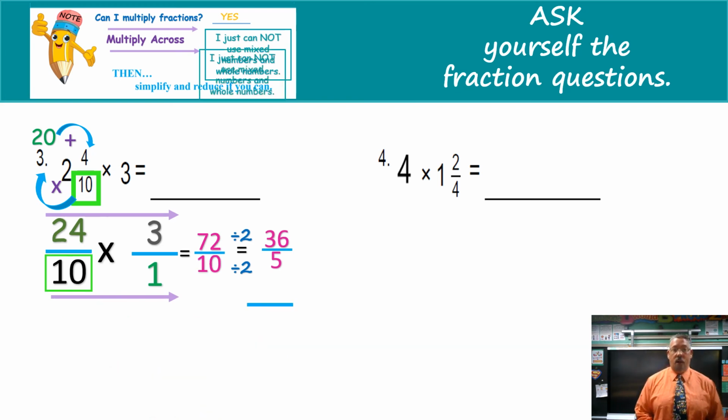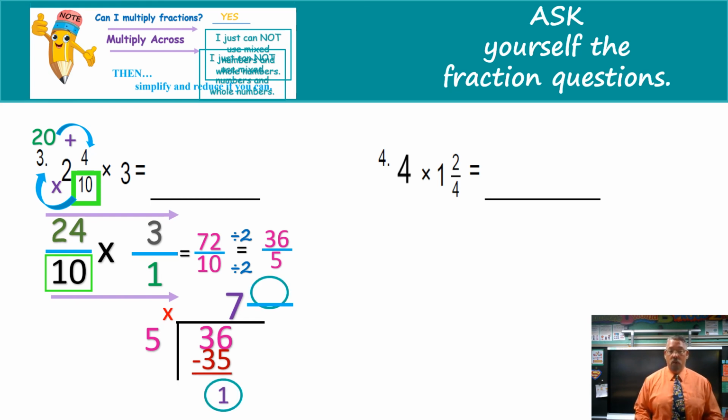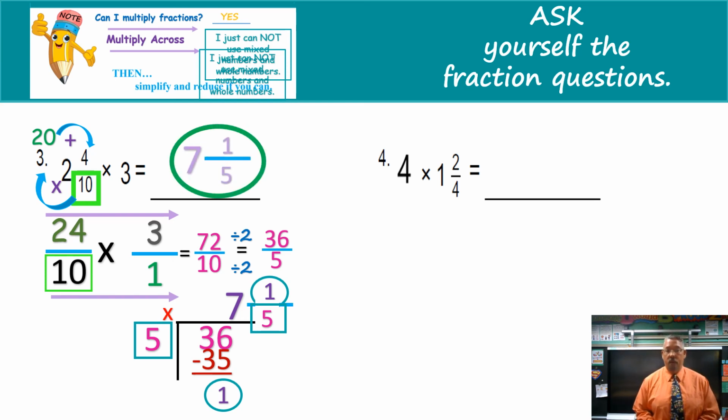So now I'm going to convert it, once again, back into the mixed number. So my top number, once again, goes inside my division box. My denominator is outside my box. 5 won't go into 3, but it will go into 36 7 times, because 7 times 5 is 35, so I have a remainder of 1. Once again, my remainder becomes my numerator. My divisor is my denominator. So now I find out that my final answer is simply 7 1/5.